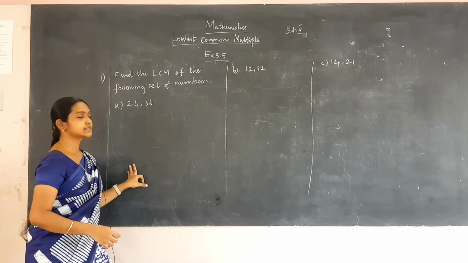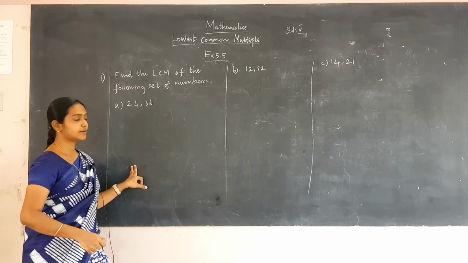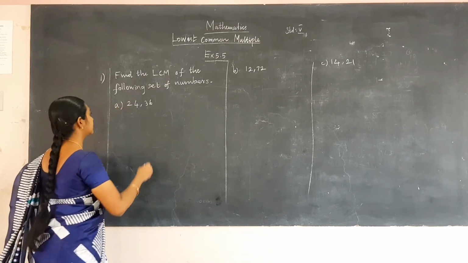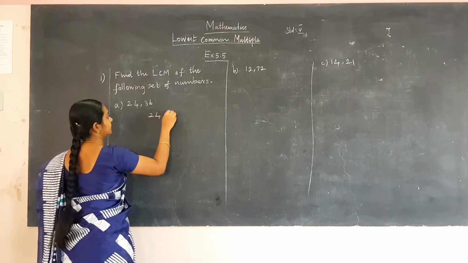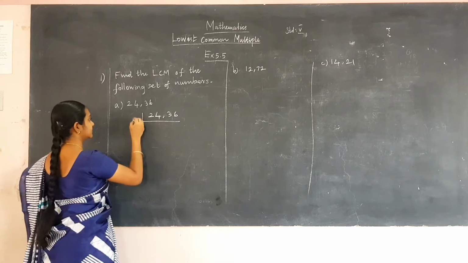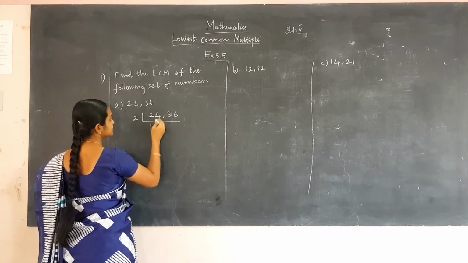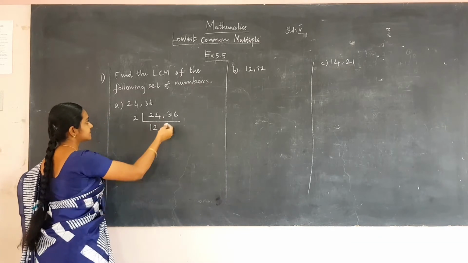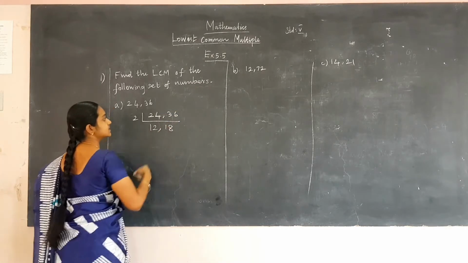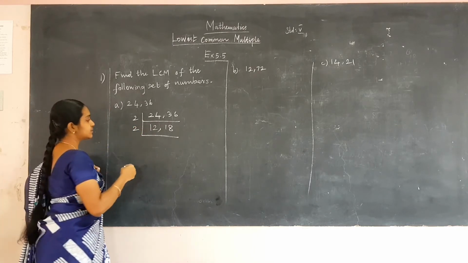Next we are going to solve exercise 5.5. The first problem is find the LCM of the following set of numbers. Now numbers are given, we are going to find the LCM of the numbers. For LCM we have to write the numbers together. First let us divide it with number 2. 1 2 is 2, 2 2s are 4. Next 36. 1 2 is 2, remaining we have 1. 8 into 2 is 16. Divide it with number 2. 6 into 2 is 12.